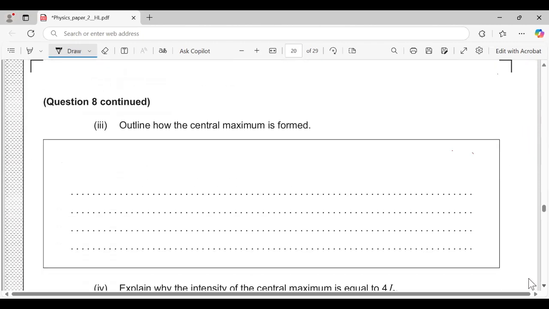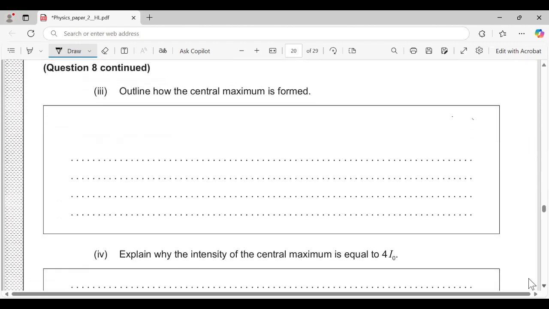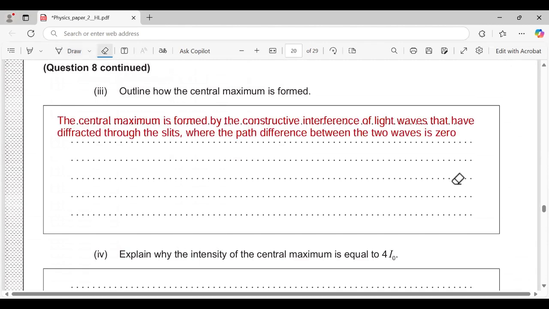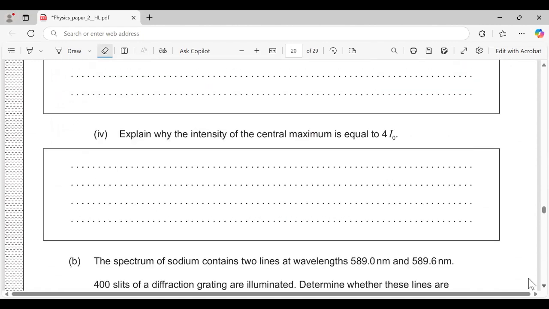Next question. Outline how the central maximum is formed. I have provided my explanation as well. Explain why the intensity of the central maximum is equal to 4I0.